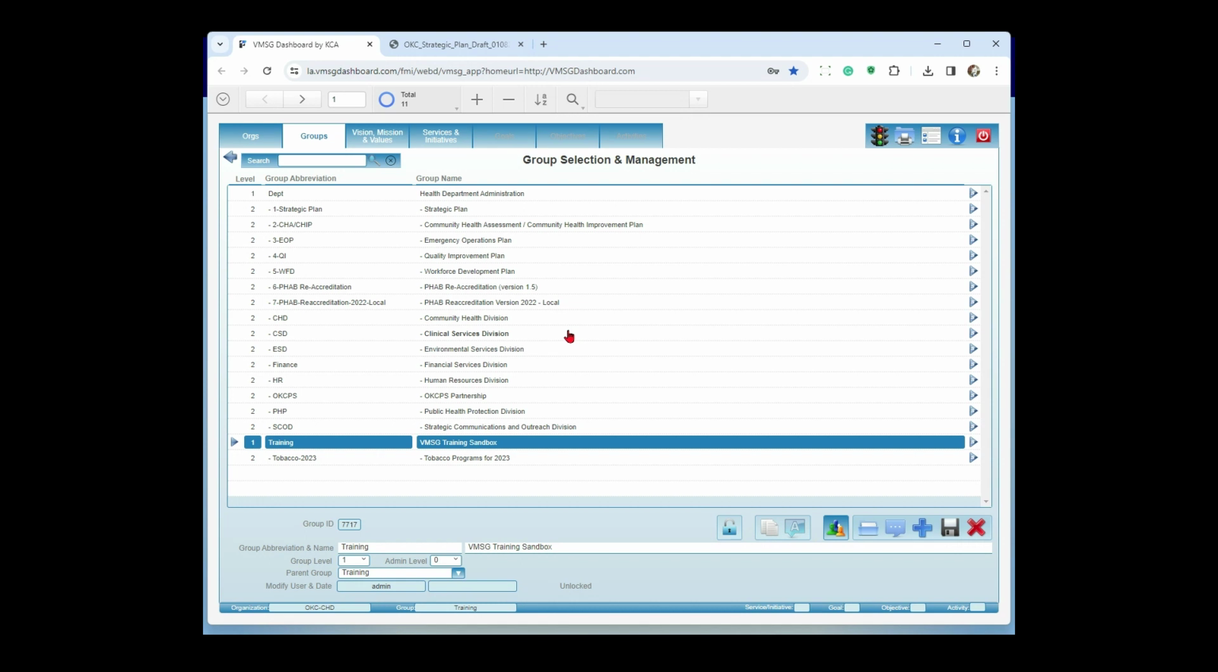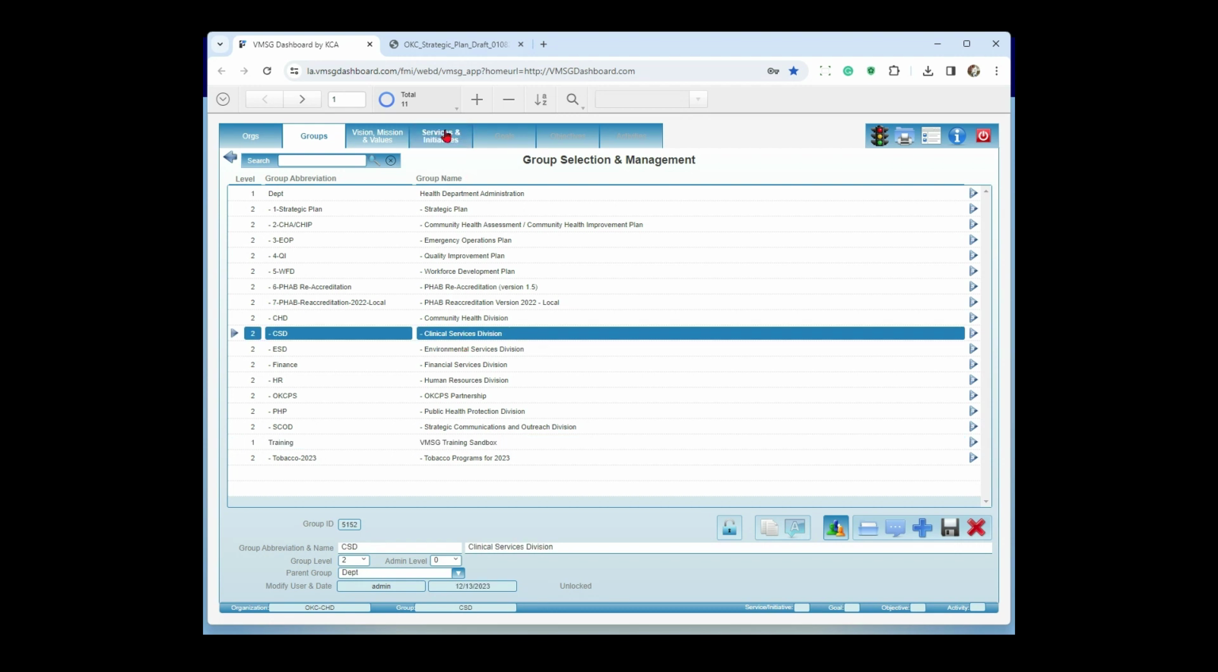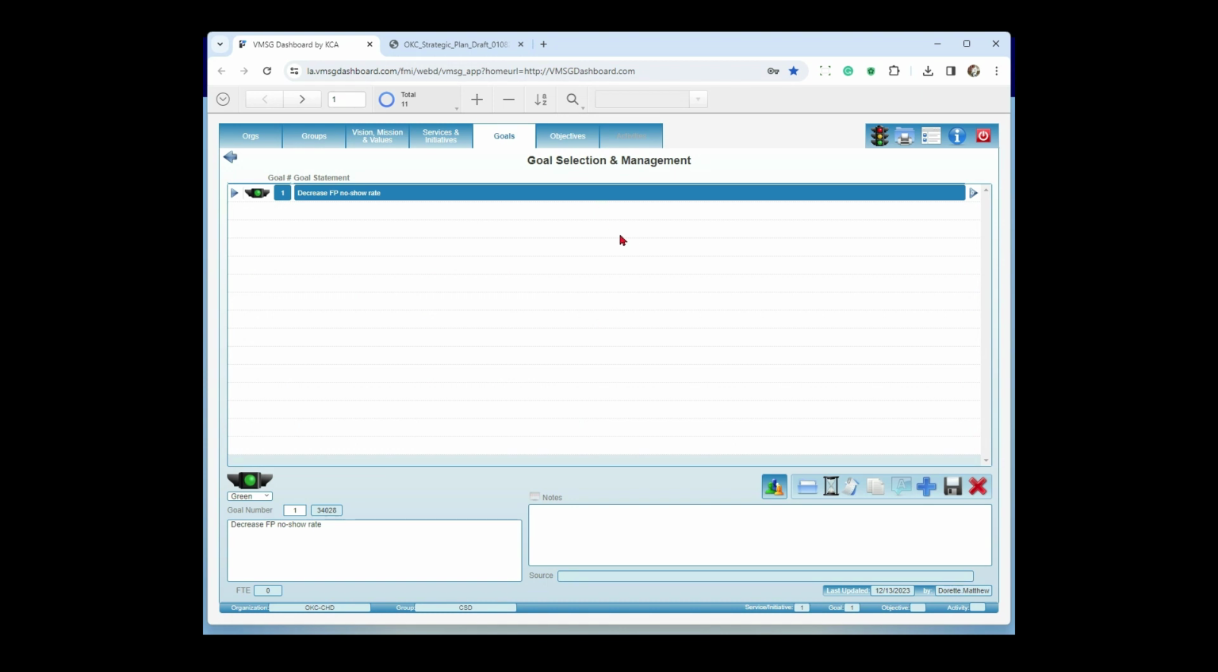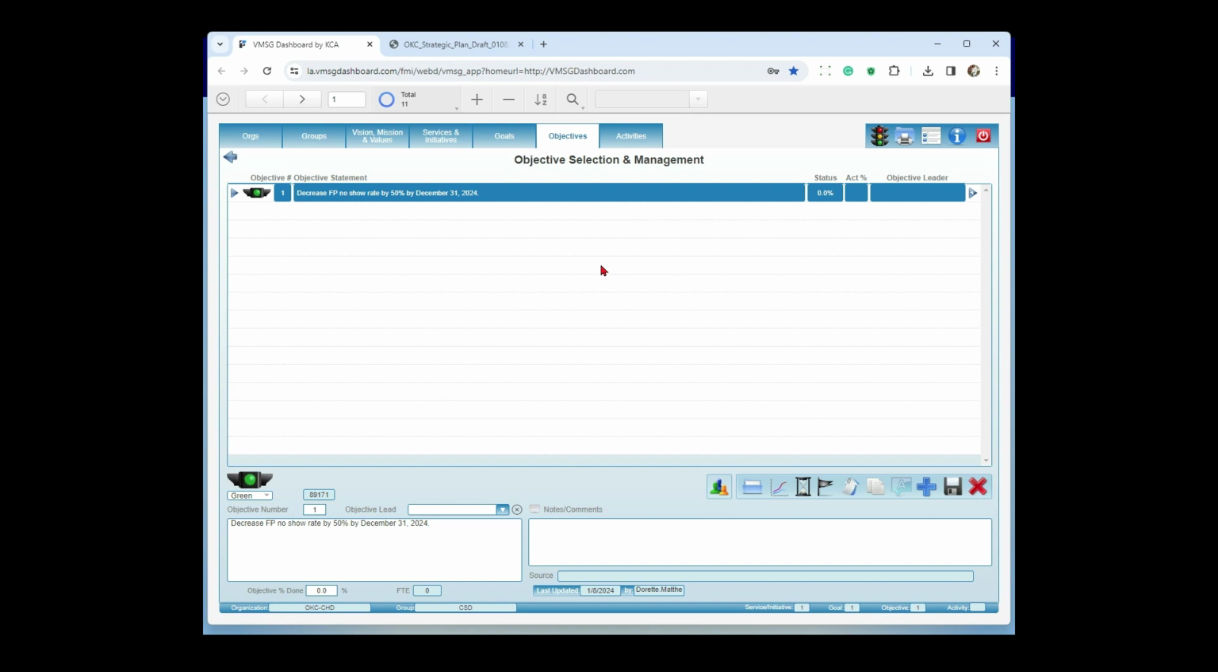What group is this under, Dorette? Clinical Services Division, CSD number. Oh, there we go. Okay. Clinical Services, goals, decrease FP no-show rate. That's good. Decrease FP no-show rate by 50% by December 31st, 24. That's awesome. Then you're going to assign somebody as the objective lead in there.